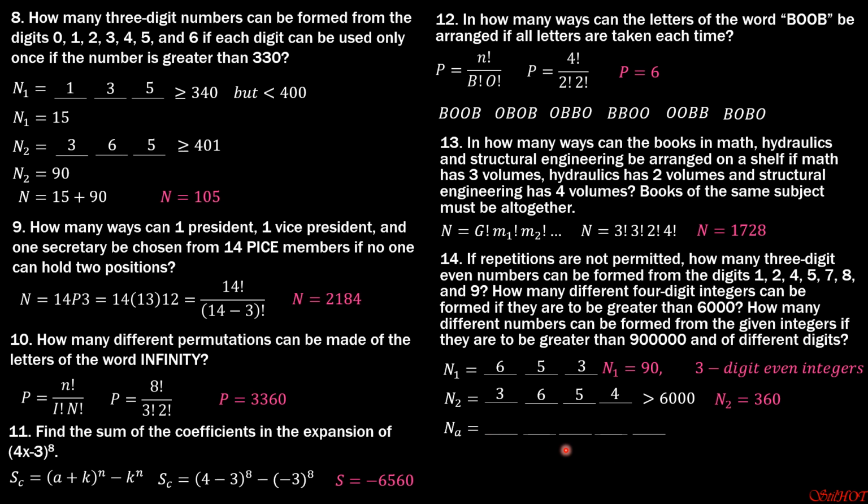The second case, 7 digits, that's millions, that is definitely greater than 900,000. So that would be 7 factorial. So therefore, the total number of ways is 6 factorial plus 7 factorial, and that is equal to 5,760.